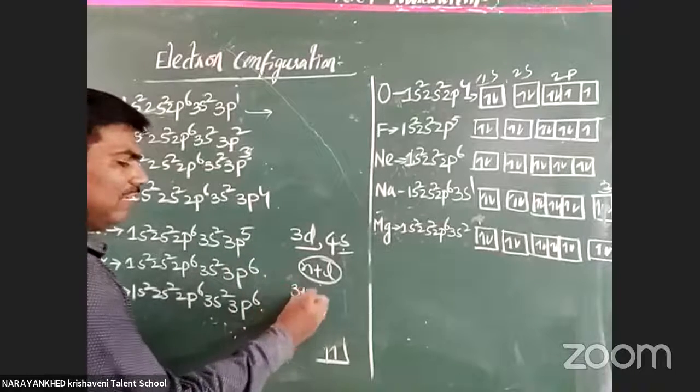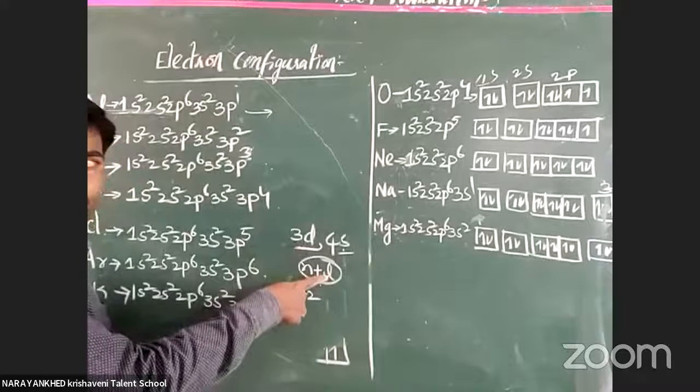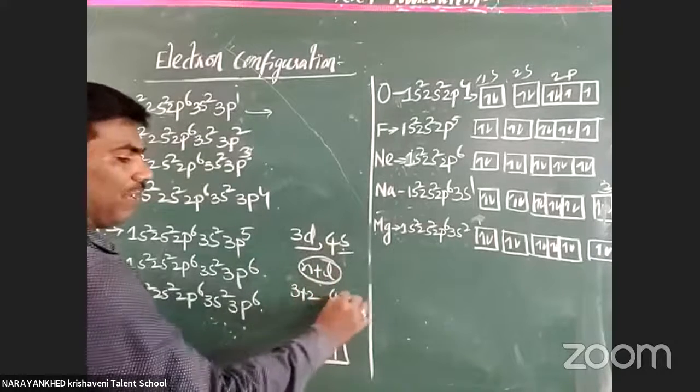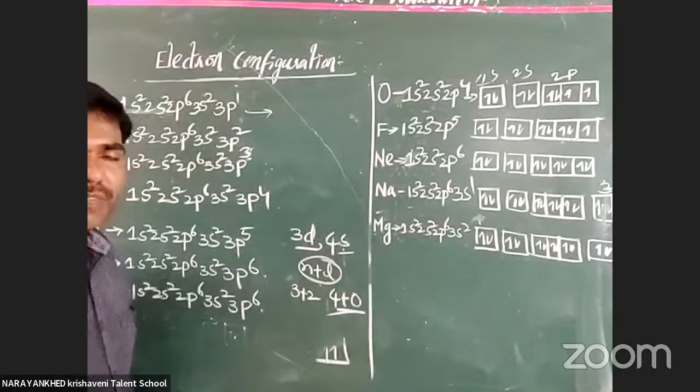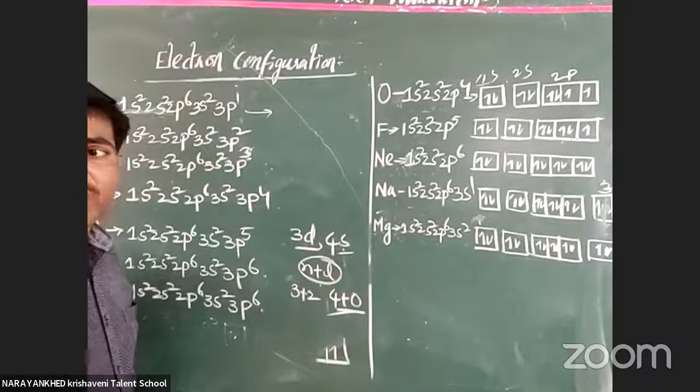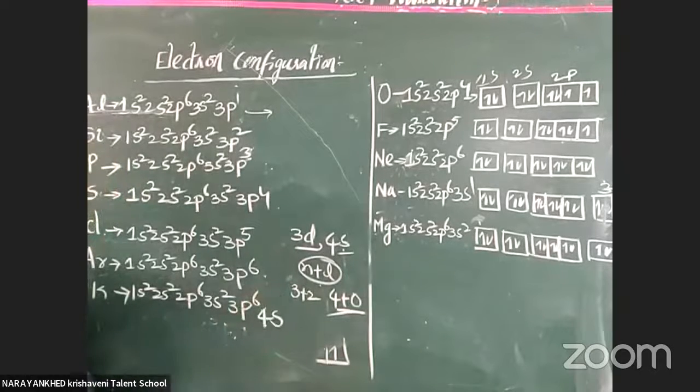Yes, it is written as 3 plus 2. For the d orbital the l value becomes 2. Now 4 plus 0. For the s orbital, how much is the l value? 0. That's why the electron does not enter into the 3d orbital. Where does the electron enter? The 4th orbit. That becomes 4s1. Okay, clear or not, others?